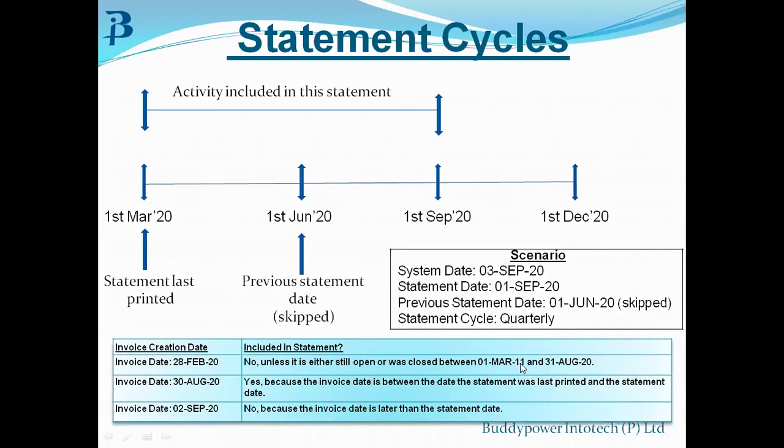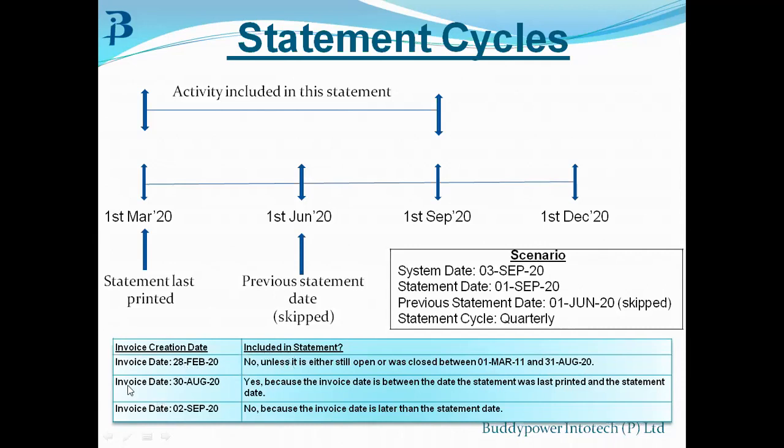and 31st August 2020. I think I've typed it wrong. So even if the invoice was still open, then it will be included in the statement. But otherwise, in a general scenario, this particular invoice which was created on this particular date will not show in the statement.